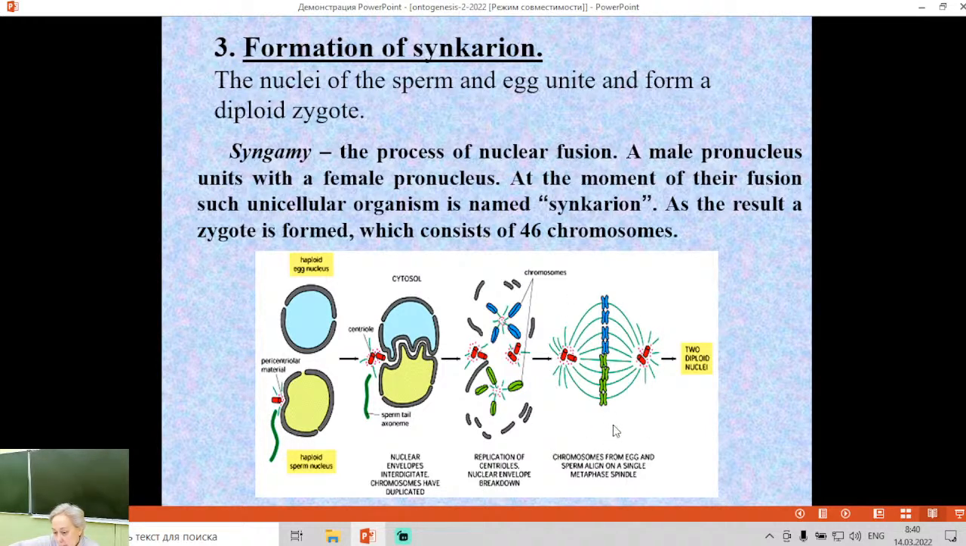And you see a cell, for human, in the state of metaphase. And the first division of the zygote is beginning.